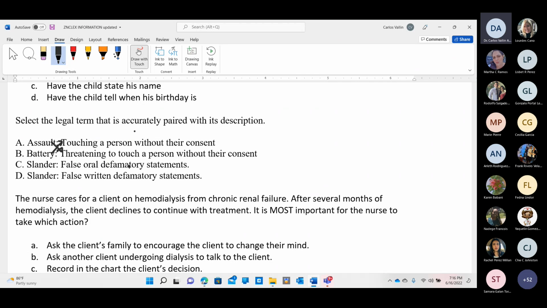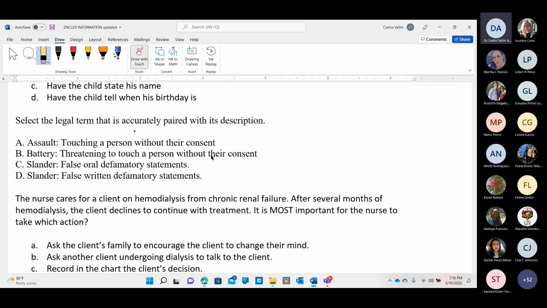Suppose that you are like me, because I'm a person that easily gets confused, and you have a problem in the test. If you have a similar situation, think of a bat, those bats that people use to play baseball. You take the bat and you beat somebody with the bat. Try to imagine that. If you do that, it's battery. So it's a way of knowing. If battery is touching somebody with a bat, then threatening to touch a person could be assault.